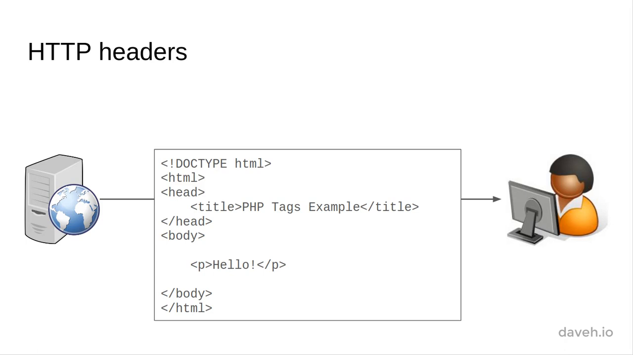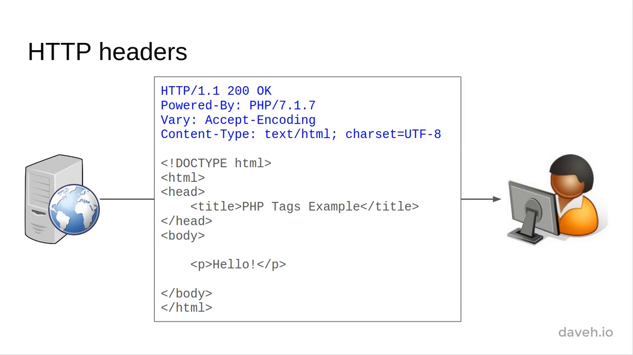When the web server sends a response to the browser, it also sends along HTTP headers. These contain data such as a status code, the type of the content that follows the headers, and so on. Headers always go before the page content. No content, not even a blank line, can go before the headers.